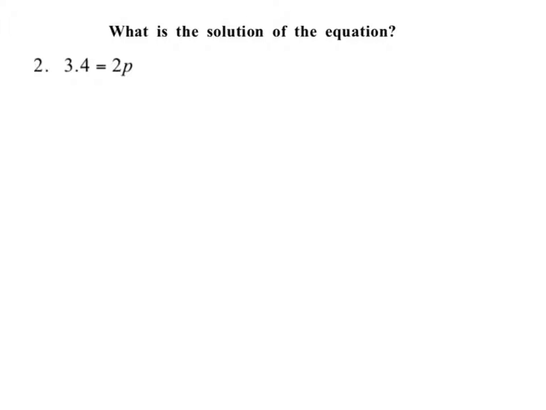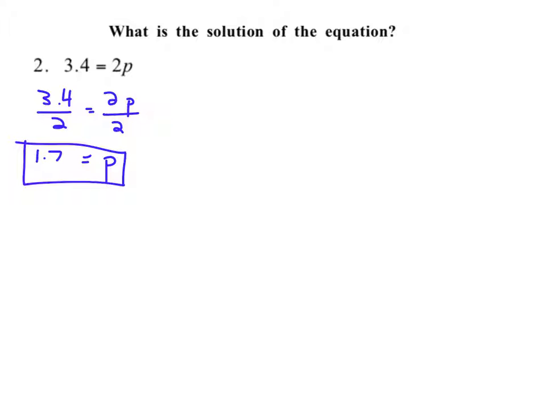Okay, what's the solution to the equation? What's happening to p? P is being multiplied by 2. We need to do the inverse operation of times 2, which is divided by 2 both sides. And what we get then is 1.7 equals p. Okay, we'll do a proof on that.